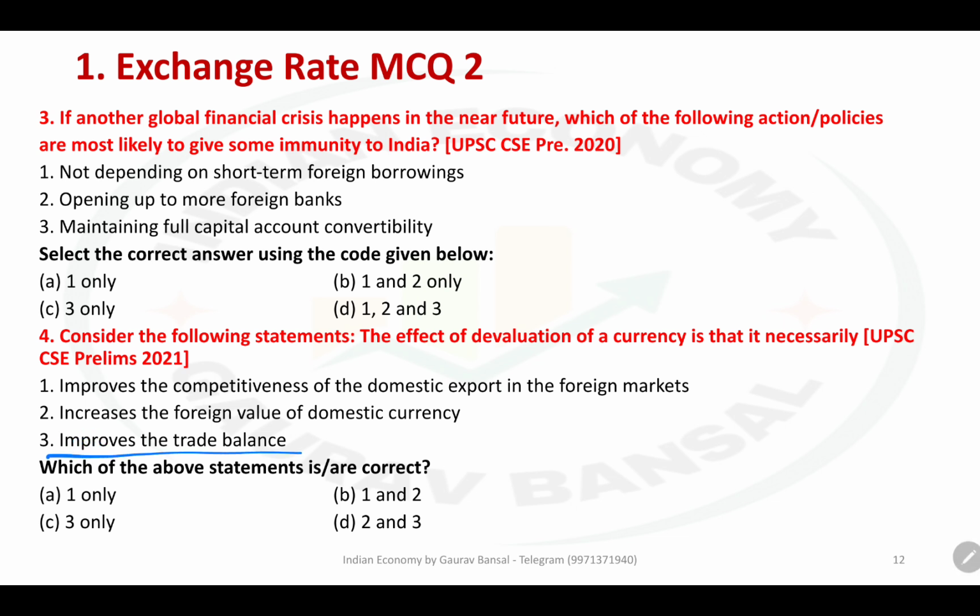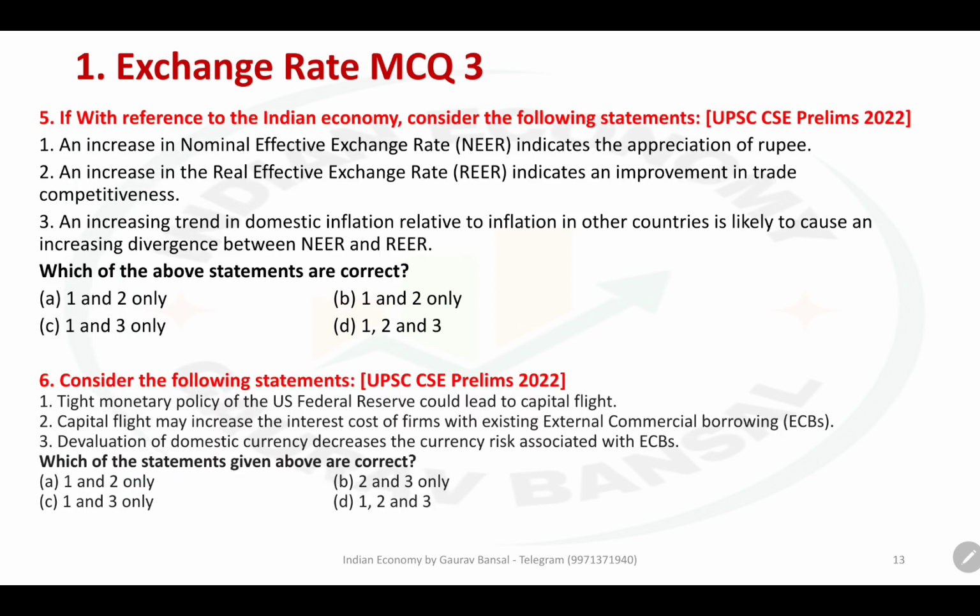So improving the trade balance is dependent. So 1 only is the answer. So the answer for 4 is A. Next question. With reference to the Indian economy, consider the following statements. An increase in NEER. Simply treat them.